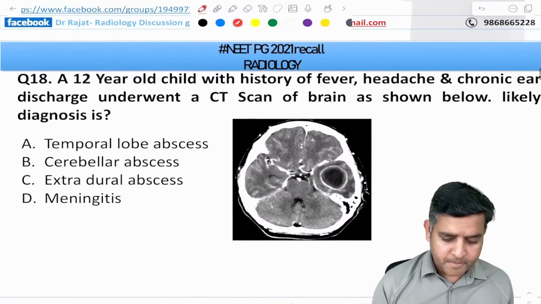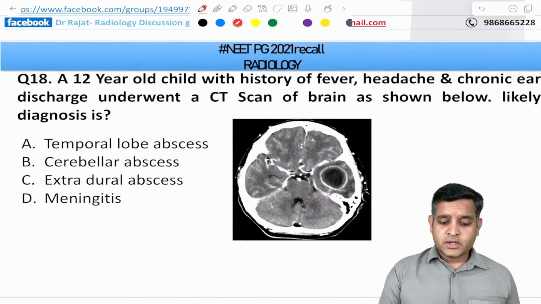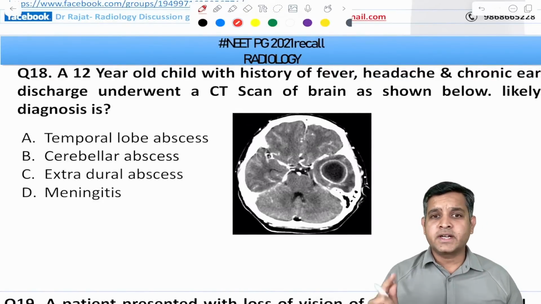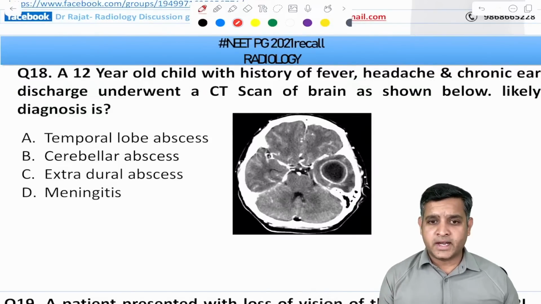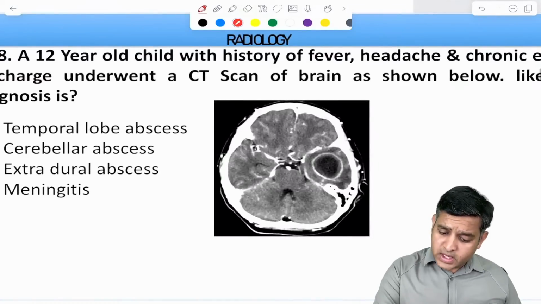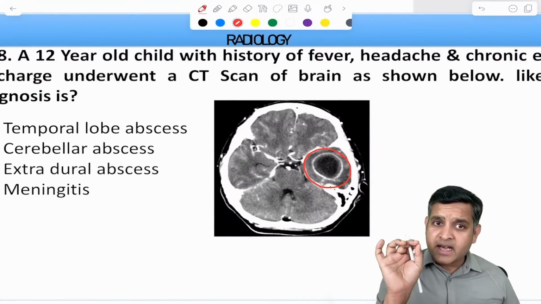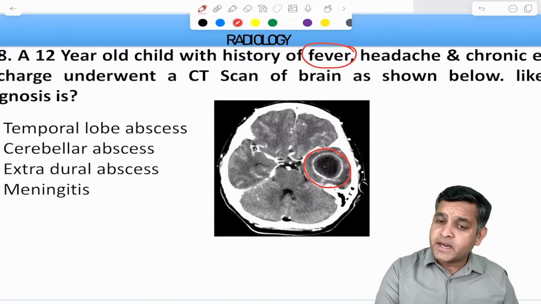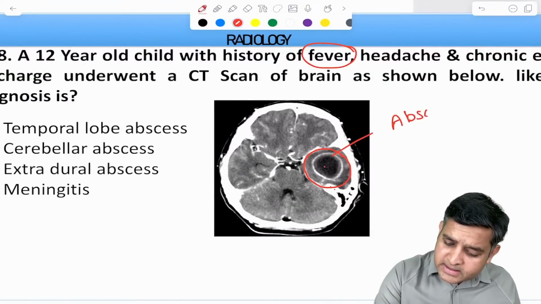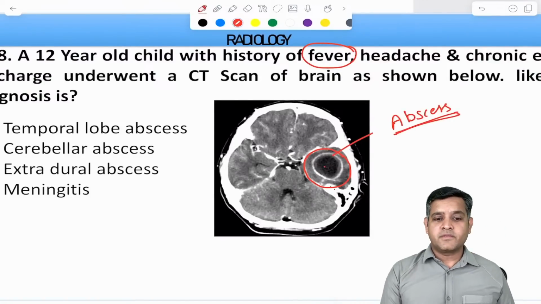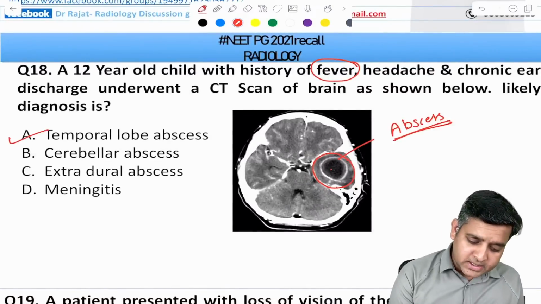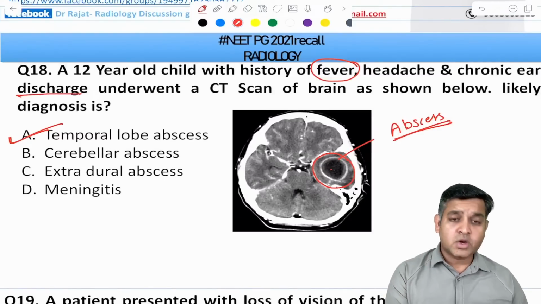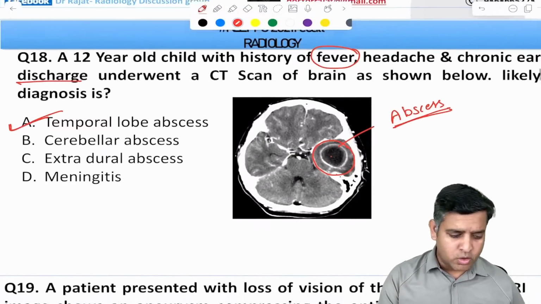All right. Question number 18. A 12-year-old child with a history of fever, headache and chronic ear discharge underwent a CT scan of the brain as shown below. What is your likely diagnosis? So please see this. What do you see? You are seeing a well-defined intraparenchymal lesion, and the patient has fever. The lesion is black from the center, white from the periphery. That is a very, very classical image of an abscess, and it is present in the temporal lobe. So this will be a temporal lobe abscess because of the chronic ear discharge.